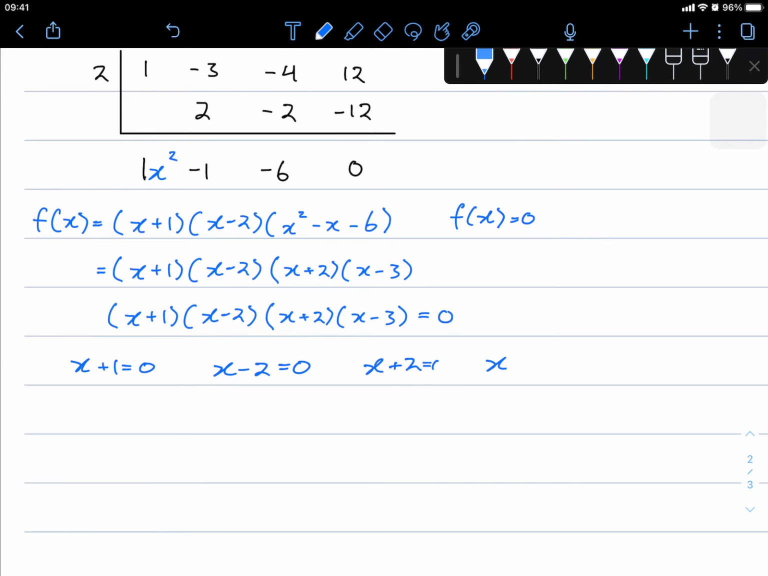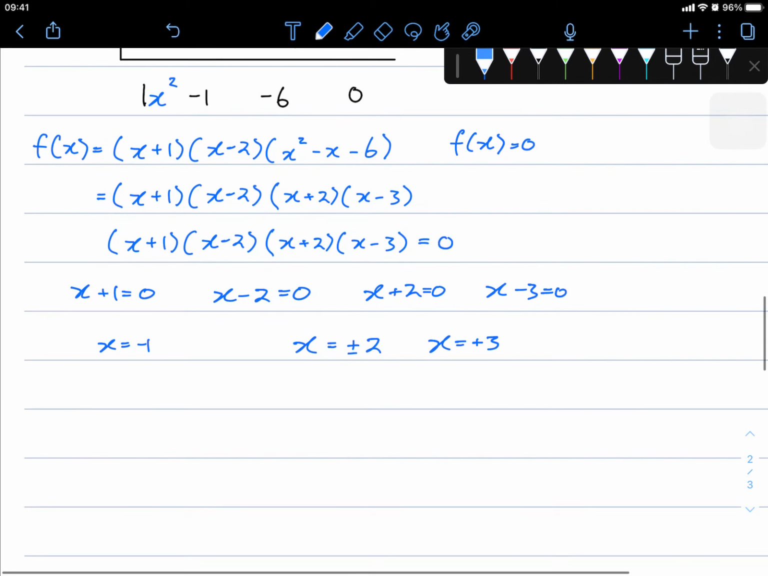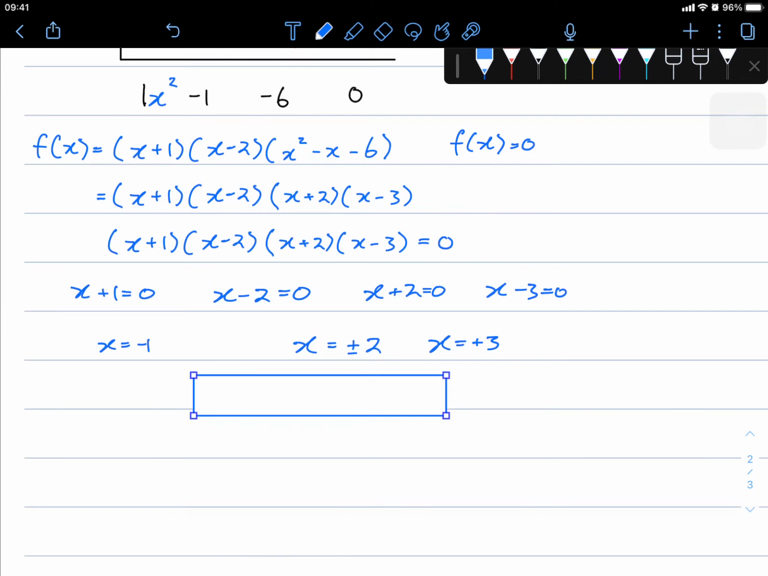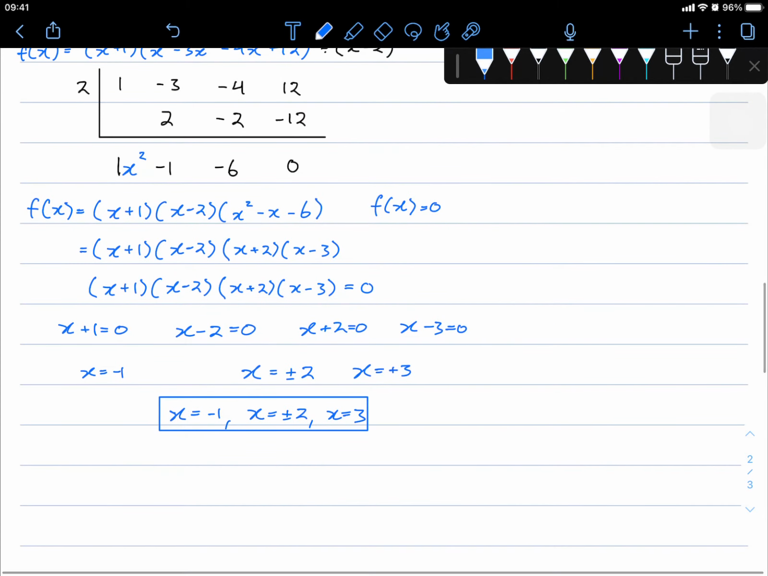Plus 2 equals 0, x minus 3 is equal to 0, and we solve each individually. X equals negative 1. Bringing these two together, I can just say x is equal to plus and minus 2, and x equals positive 3. And these are the four solutions: x equals negative 1, plus or minus 2, and 3.